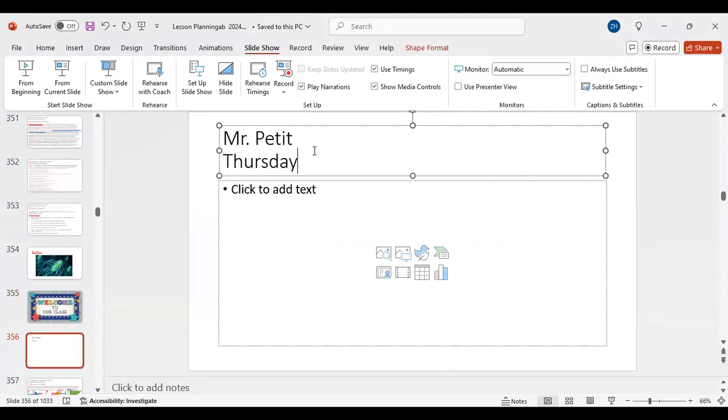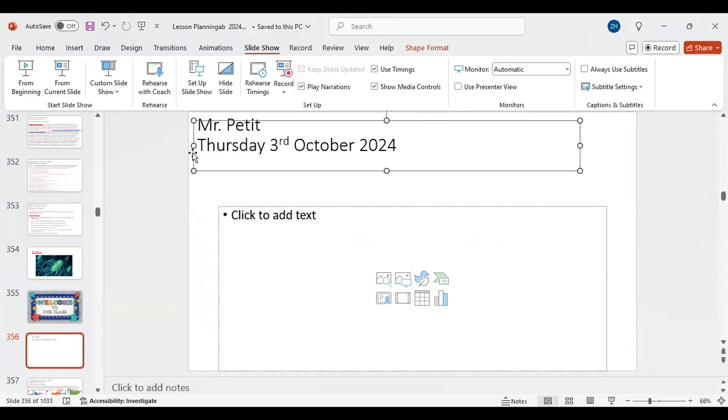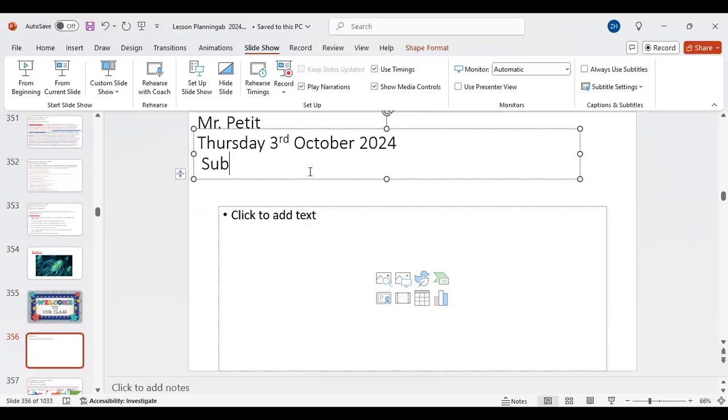It's Thursday, the 3rd of October, 2024. The subject is, of course, mathematics. Last time we talked about the area, and we differentiated the area from the perimeter.